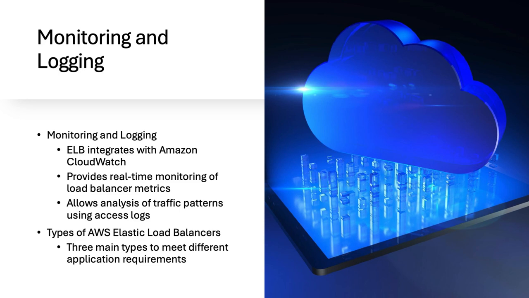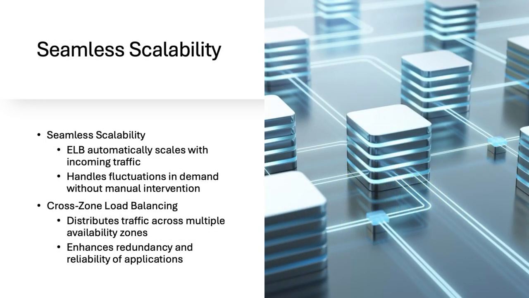There are three main types of ELBs to meet various application needs. Elastic Load Balancing, or ELB, offers seamless scalability by automatically adjusting to incoming traffic. It also provides cross-zone load balancing, distributing traffic across multiple availability zones to enhance redundancy and reliability.